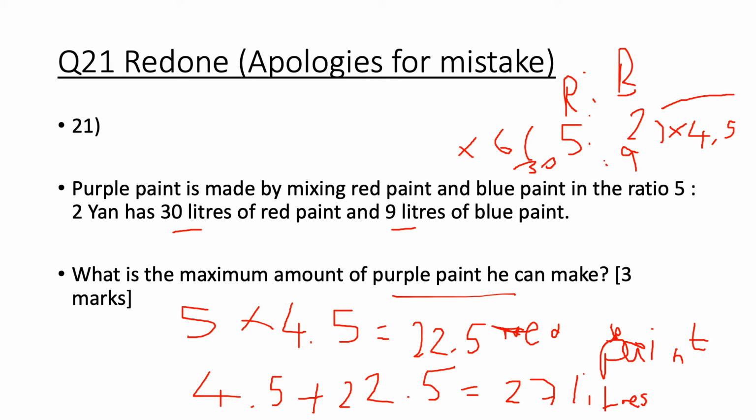So because of this scale factor, my answer has to be 27, and it can't be 39 if that makes sense. So my answer is not 39 actually. It's not 30 plus 9. It is 27 liters of purple paint.